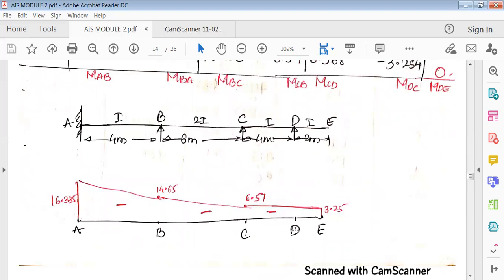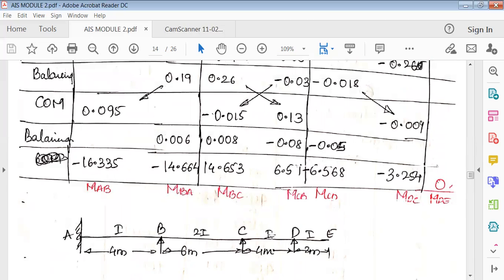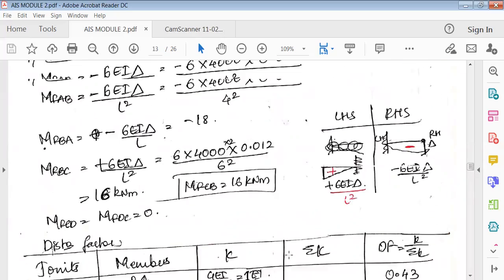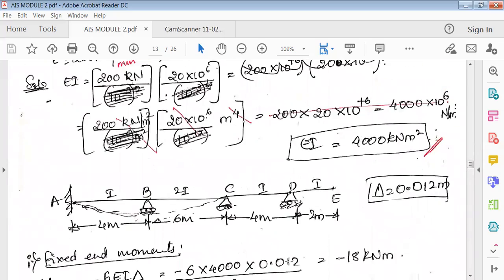So this is the bending moment diagram. This is a simple problem because there are absolutely no loads acting here. There is only the sinking of this support. Though there are no loads acting, the support still sinks. You can see here the I and 2I values. Because of these values it sinks. Because of the self weight of the beam, there is a sinking of the support.